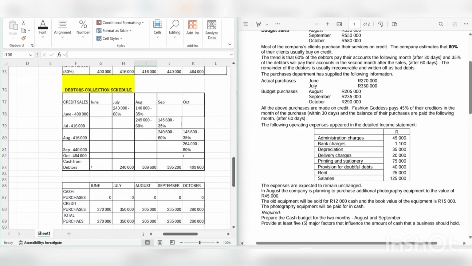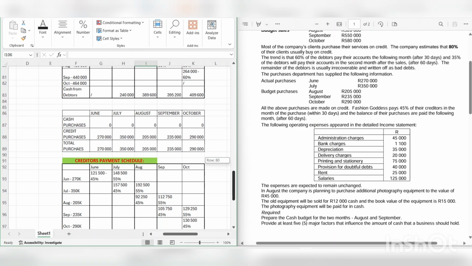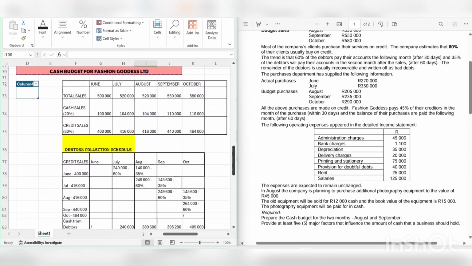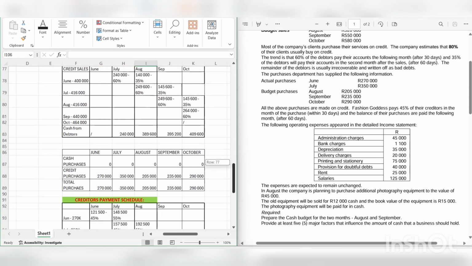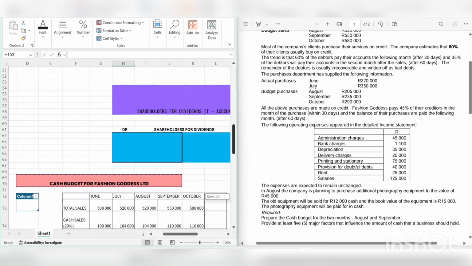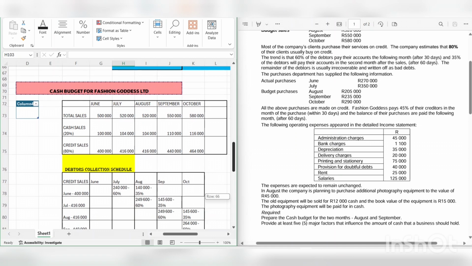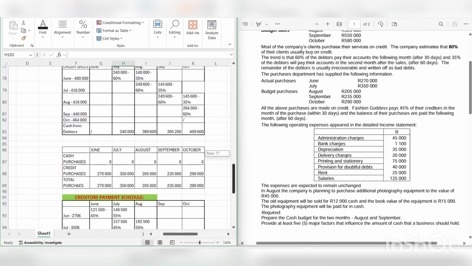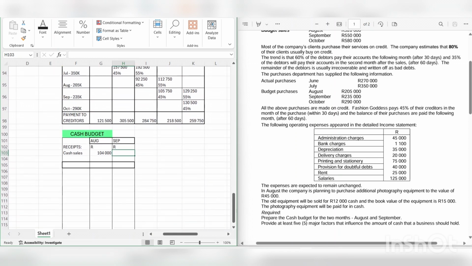So you go up to your debtors collection and it shows here $104,000. All right, 104,000 for August. We'll do the same for September. Cash sales 110,000.